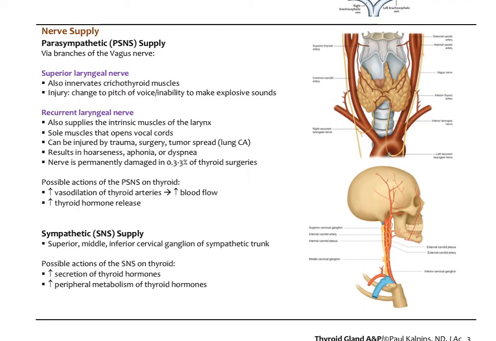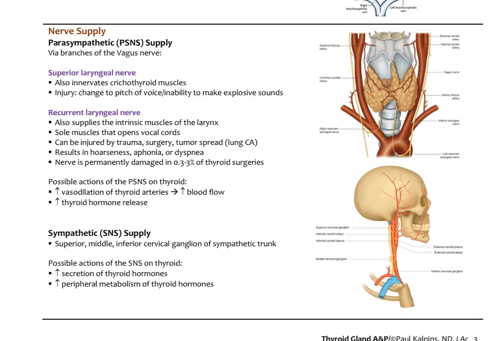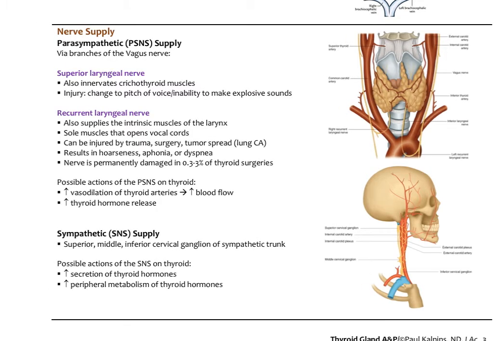In terms of the nerve supply to the thyroid, again, we have both parasympathetic and sympathetic stimulation. The parasympathetic is via branches of the vagus, and the superior laryngeal nerve. This also innervates the cricothyroid muscles. And injury to that nerve can cause a change in the pitch of the voice or the inability to make explosive sounds to sort of emphasize the voice.